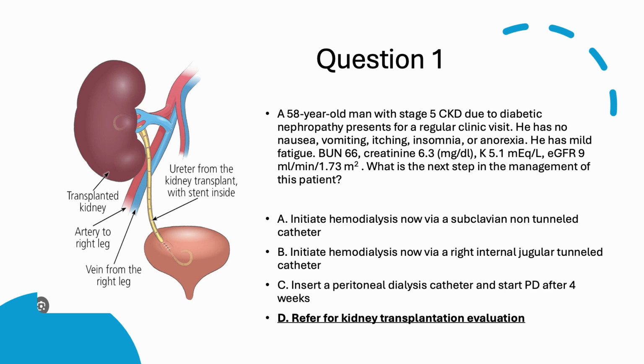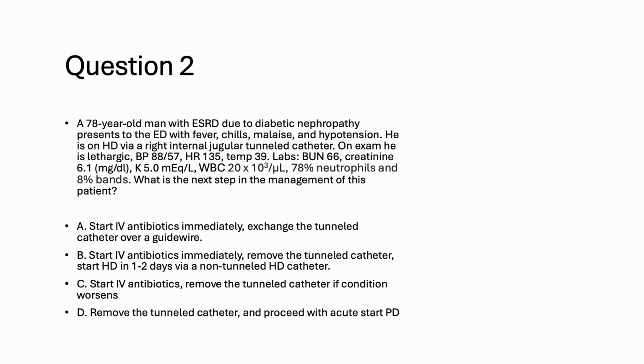Okay, moving on to question number 2. A 78-year-old man with end-stage renal disease due to diabetic nephropathy presents to the emergency department with fever, chills, malaise, and hypotension. Now, this patient is on hemodialysis via a right internal jugular tunneled catheter. On examination, he is lethargic, blood pressure is 88/57, heart rate 135 beats per minute, and temperature is 39 Celsius.